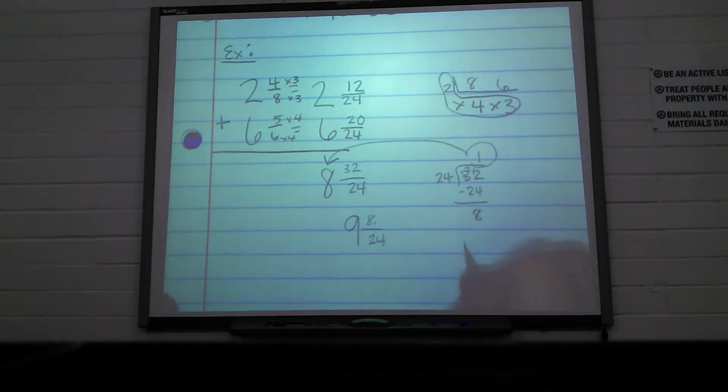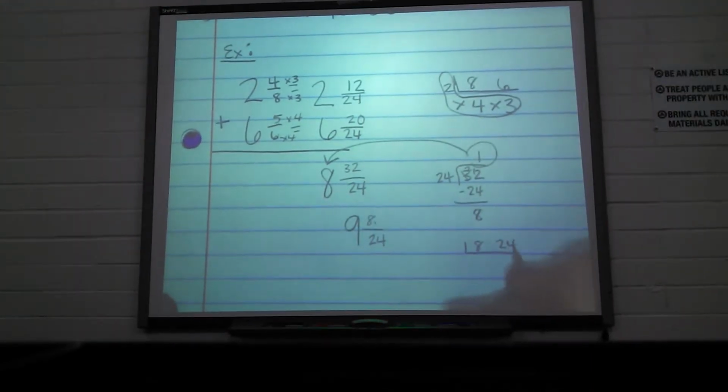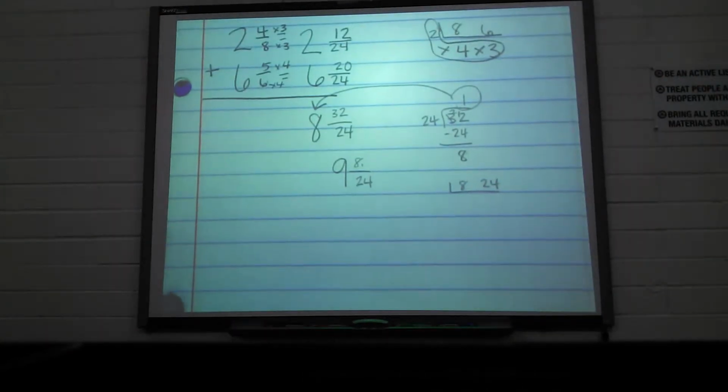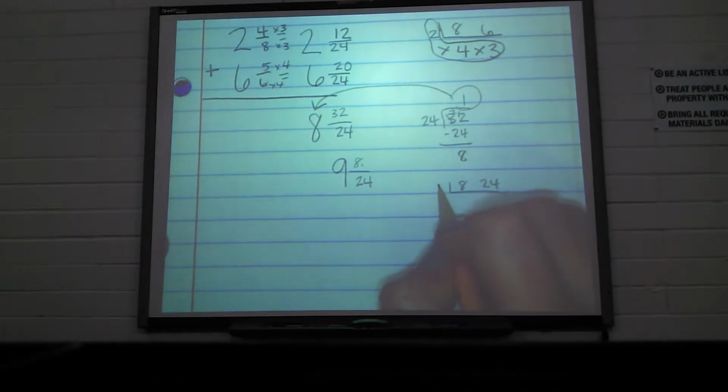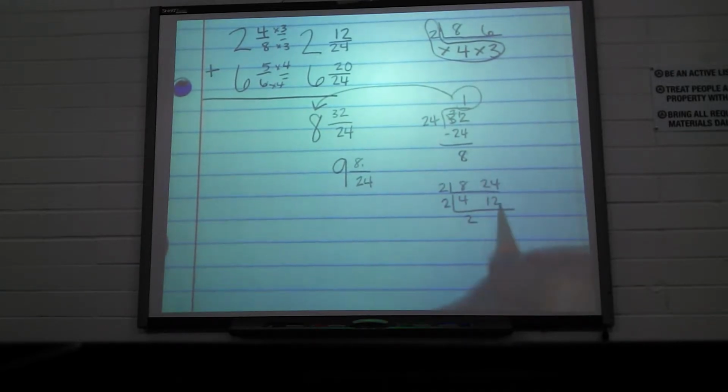So I'm going to put 8 and 24 into the division ladder. There's a lot of work with this problem, isn't there? And I know 2 goes into both of them. 4 and 12. 2 goes into both of them again. 2 and 6, and 2 goes into both of them again.